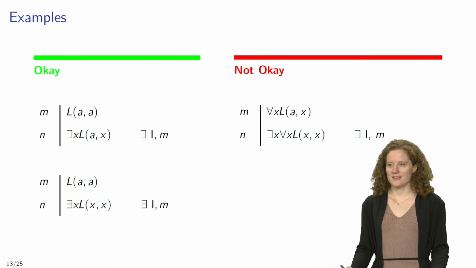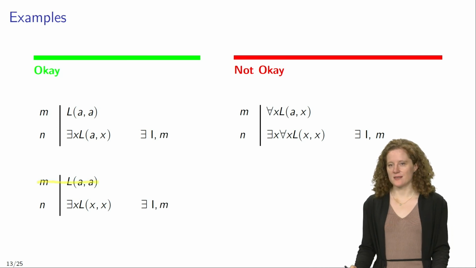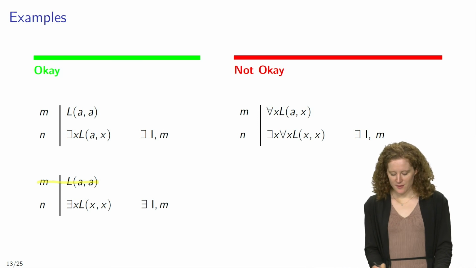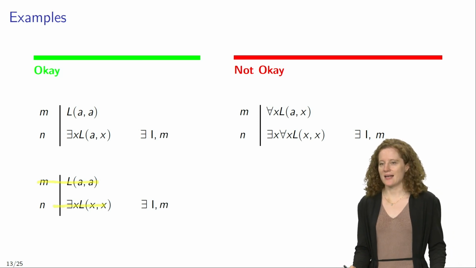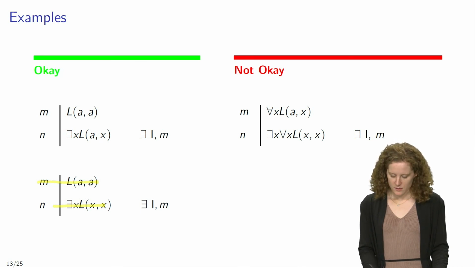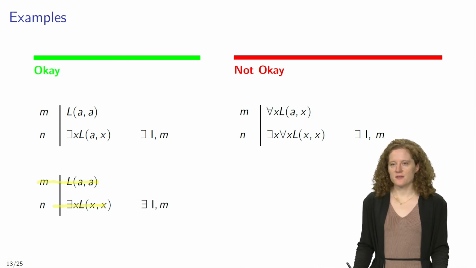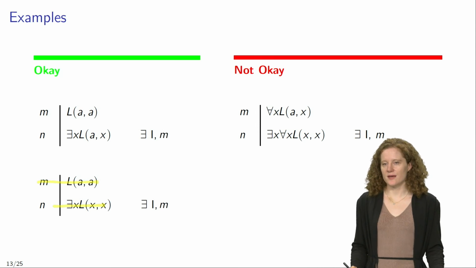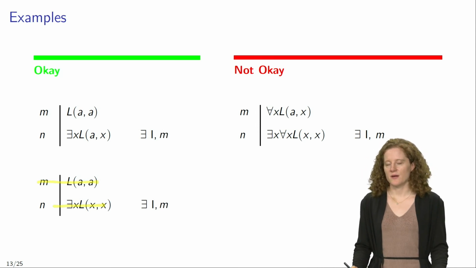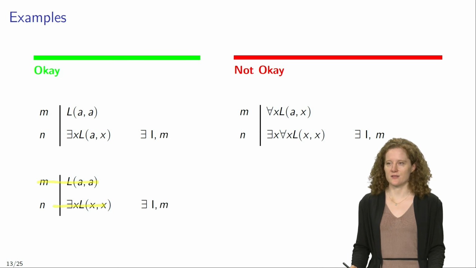Another good application of existential introduction is in the bottom left corner. Suppose that in line M, we have the sentence L(A,A) again. You may then infer that there is an x such that L(x,x), and justify this inference by means of existential introduction applied to line M. So the main difference to the previous example is that here we have replaced both occurrences of the name A by means of the variable x. So that is another good use of the rule existential introduction.